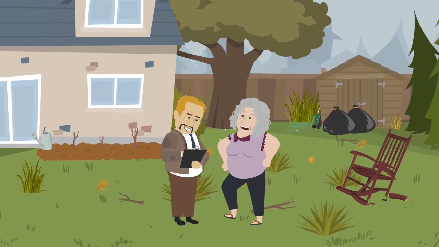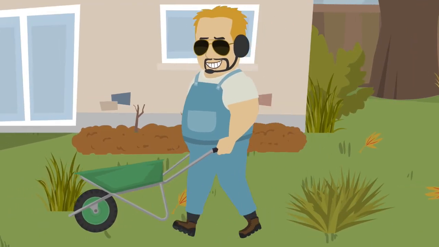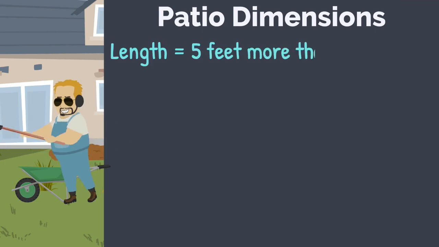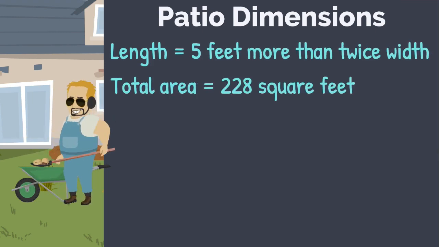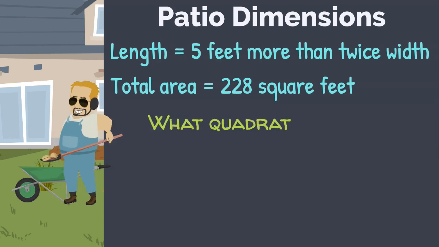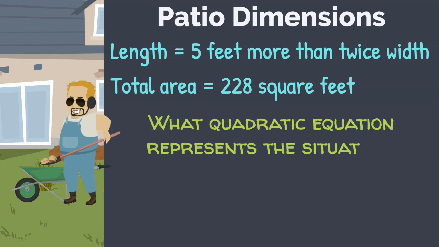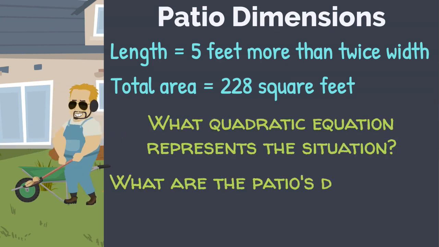Randy is designing a rectangular patio with a length that is 5 feet more than twice the width. If the total area is 228 square feet, what is the quadratic equation representing the situation, and what are the patio's dimensions?